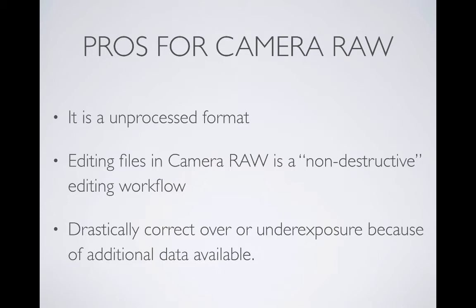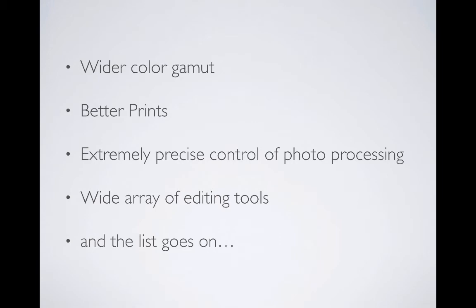Next, you can drastically correct over or under exposure because of the additional data available. Because you have every bit of data from that sensor, if an image is underexposed or overexposed, you can correct that with a lot more flexibility than you can in a JPEG image that's already processed. Also, you're going to see things in RAW files like more colors, and you're going to get better prints. Again, a lot more control over how you want the image to look, and the tools available are going to be a much wider variety as well.